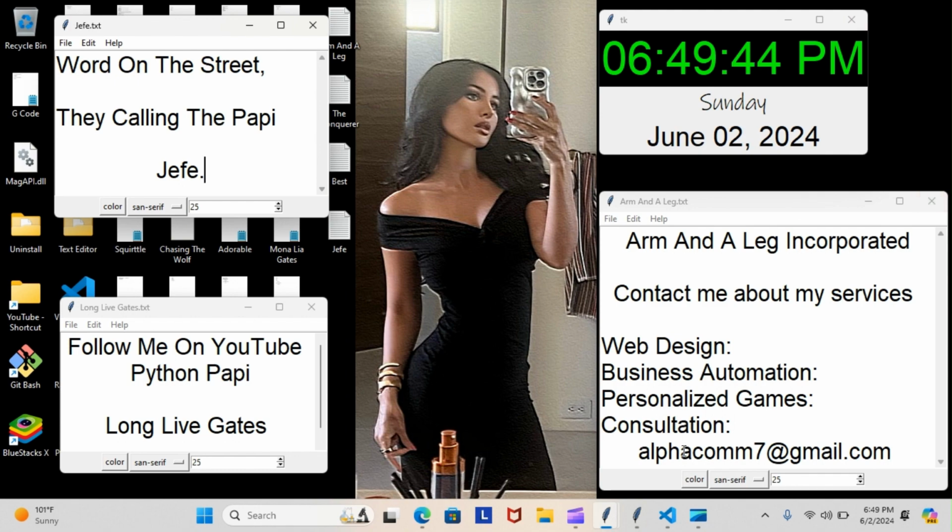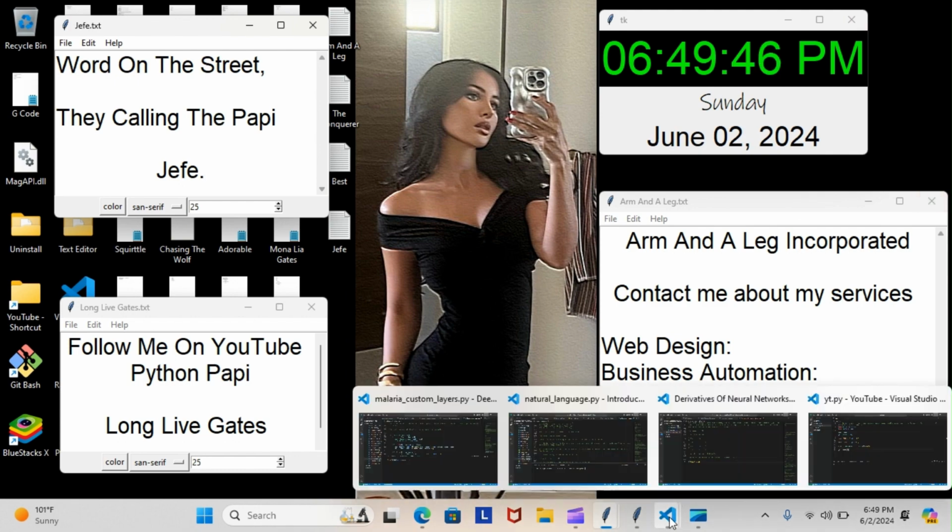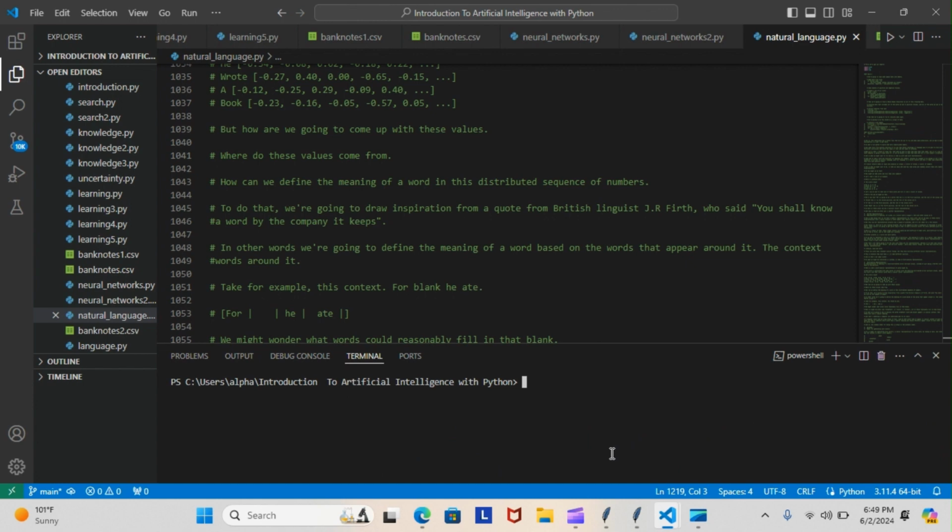Now, last night, the last topic we touched on was the distributed representation, and we're going to move on from that tonight and pick up where we left off. But how are we going to come up with these values that make up our distributed representation, spread across multiple values? Where do these values come from? How can we define the meaning of a word in this distributed sequence of numbers?